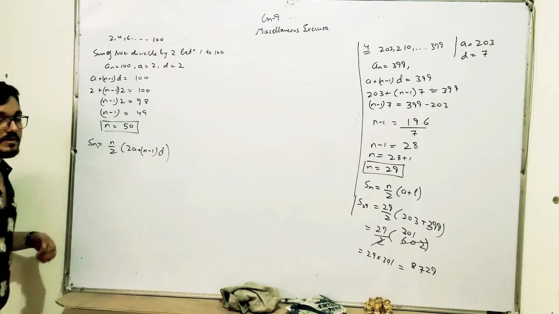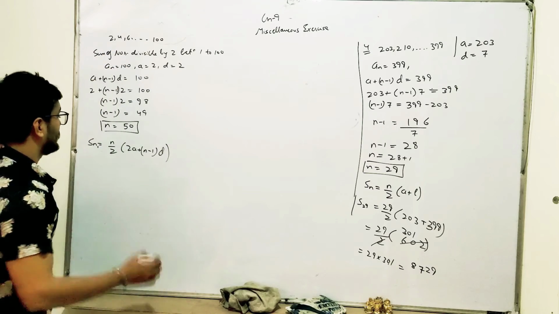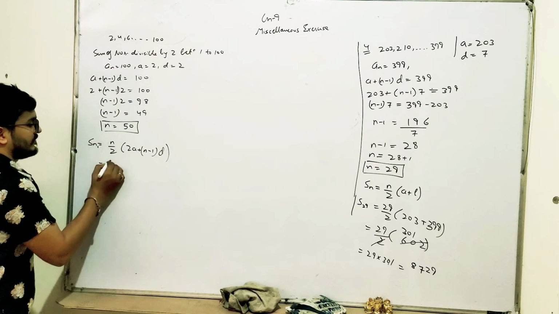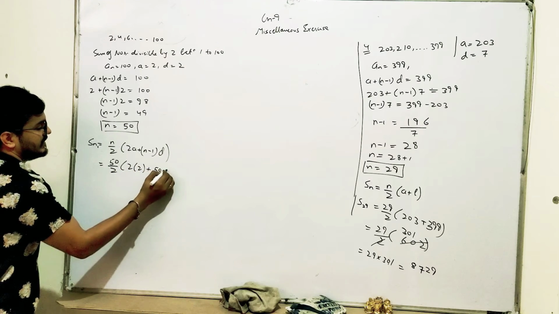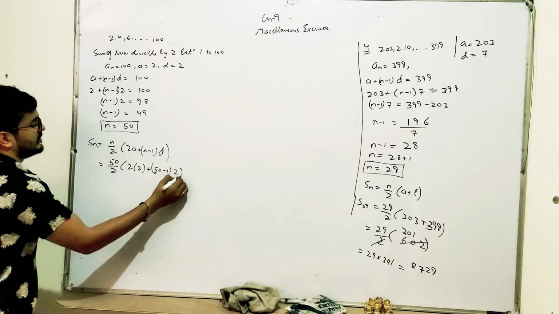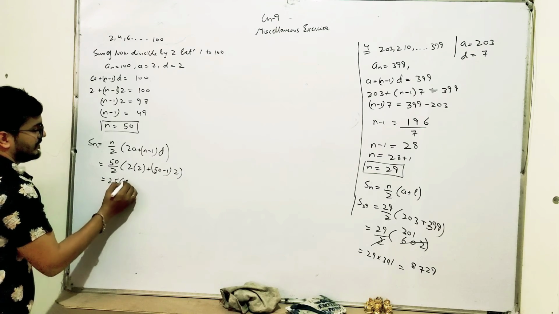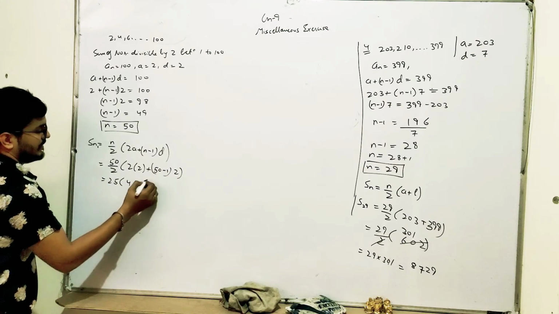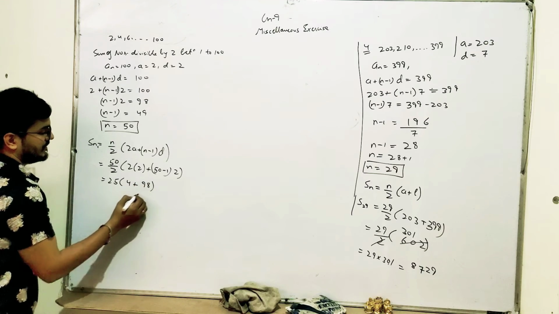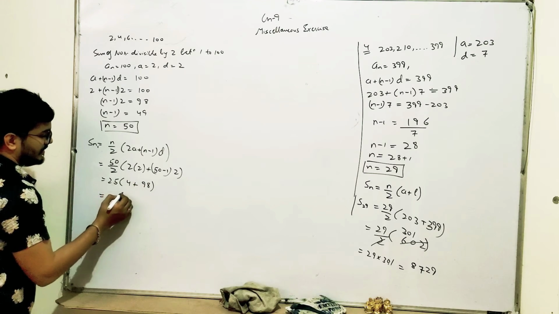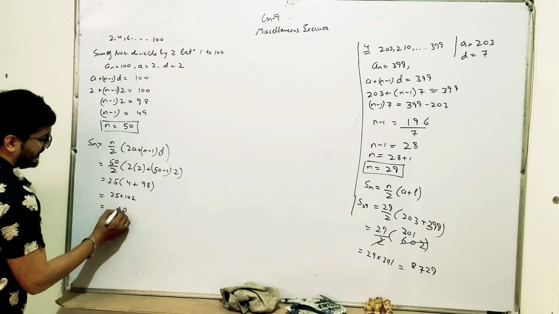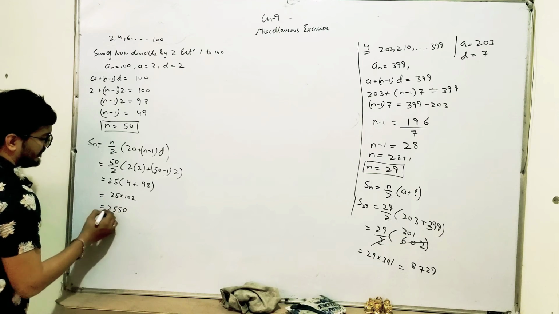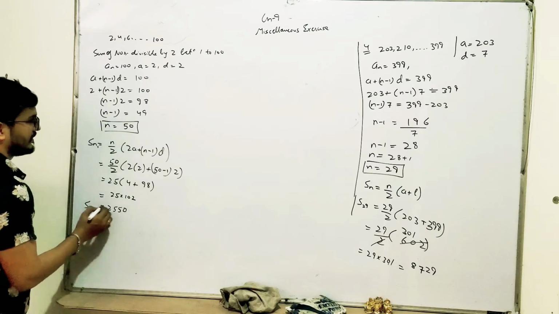So the sum of terms which are divisible by 2, we are calculating first. So 50 upon 2, times 2 times 2 plus 50 minus 1, d is 2, right? 25 times 4 plus 49 multiplied by 2 is 98. So 98 plus 4 is 102. 25 multiplied by 102, right? So that is 2550, Sn1.